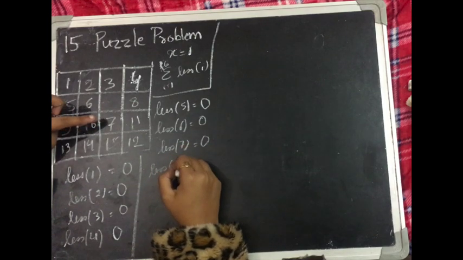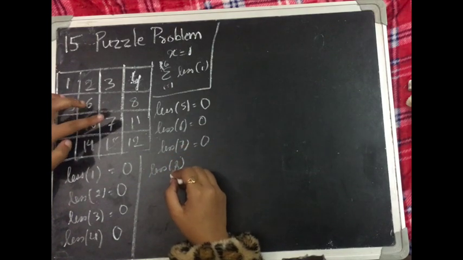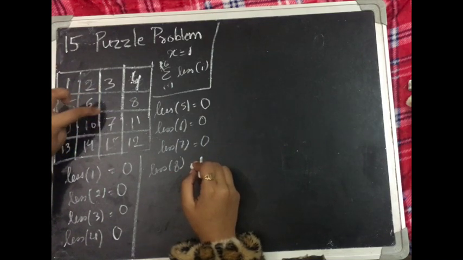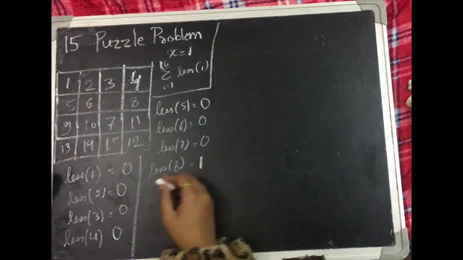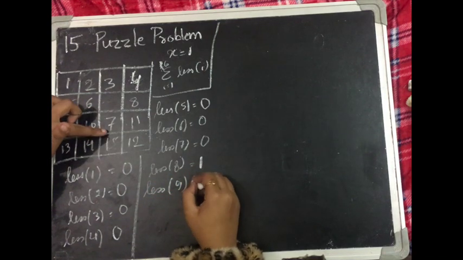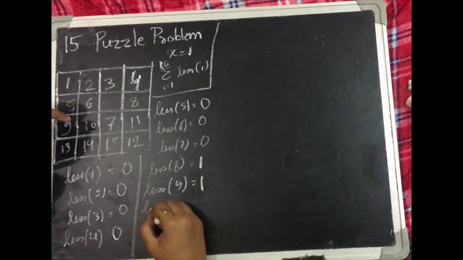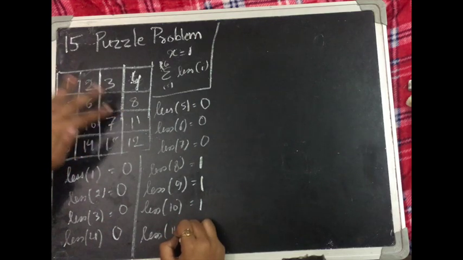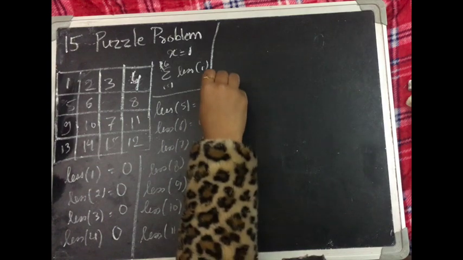Less of 8. What is less of 8? Less of 8 is 1. Why? Because one number which is smaller than 8 is present after it. Then less of 9 is also equal to 1. Less of 10 is also equal to 1. Less of 11. Any number smaller than 11 is always behind it. So less of 11 is 0.